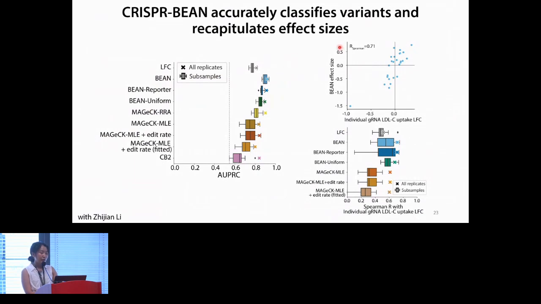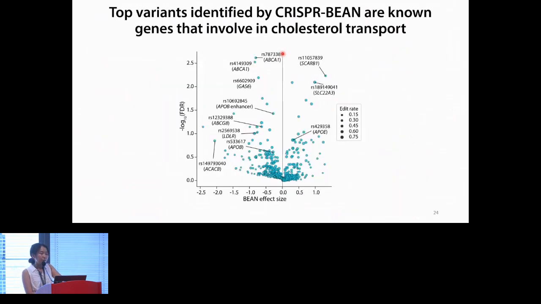So we also see that when the model includes both the accessibility and reporter information, it works much better. And we also validated individual guide transfection and the phenotypic change following the individual guide transfection, and observed decent correlation. When we looked at the top hits of the GWAS candidate variants, we found the top variants are located within or very proximal to a gene that is already known to be involved in cholesterol transport, which validates our approach.